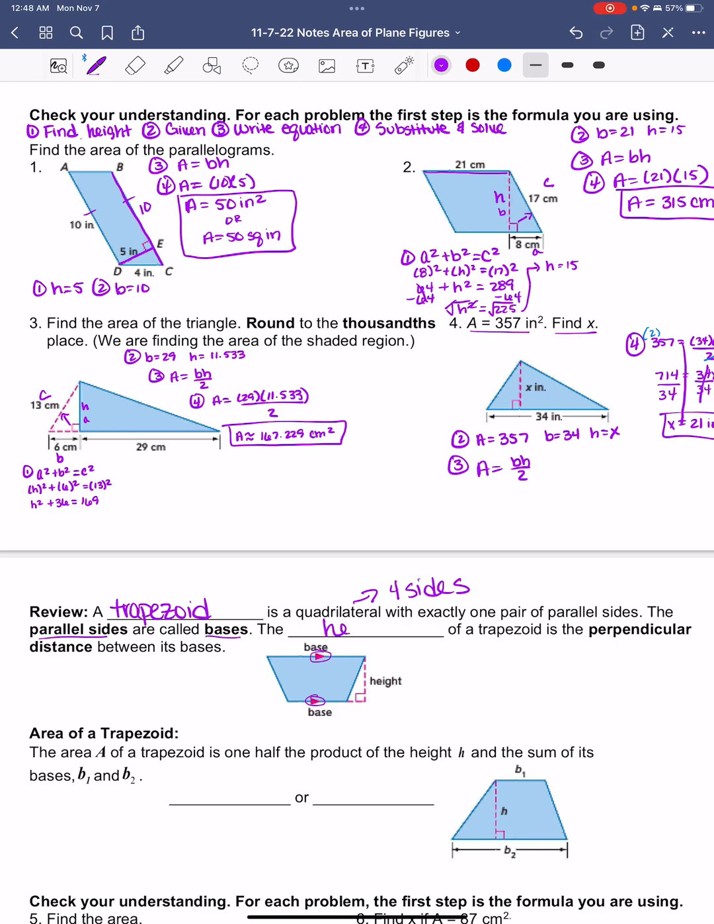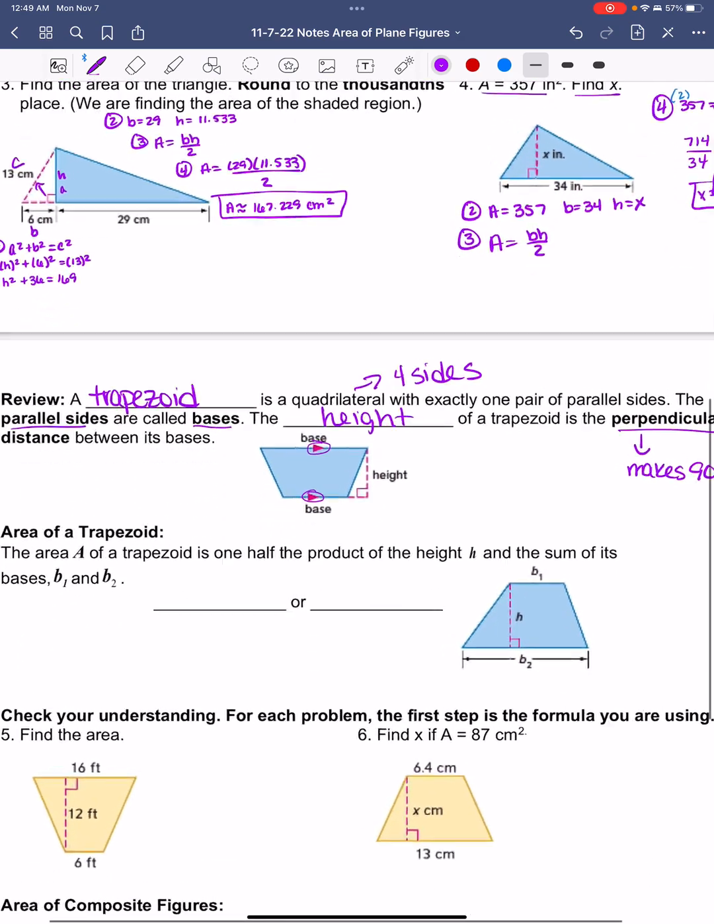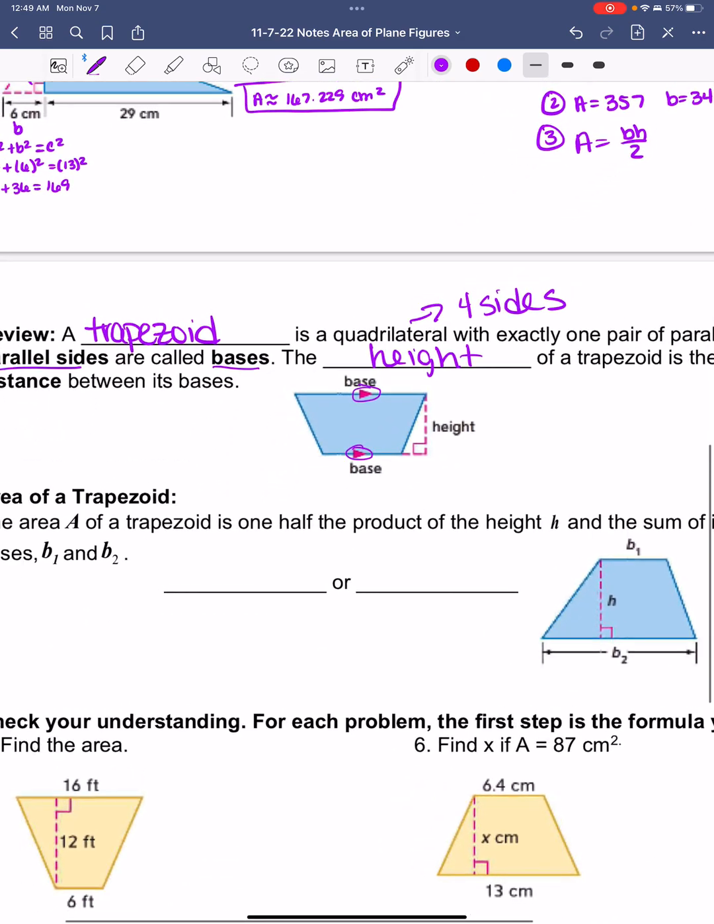The height is also perpendicular. This means it makes 90 degrees, okay? Don't forget that. It's the distance between the bases. Now, it can be on the outside or it can be on the inside. Either way, it's the height. It doesn't matter. Okay, now there are 2 ways that you can write the area of a trapezoid.